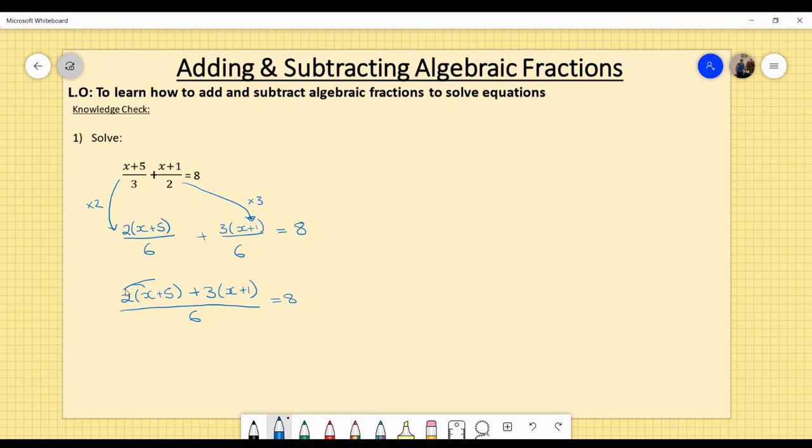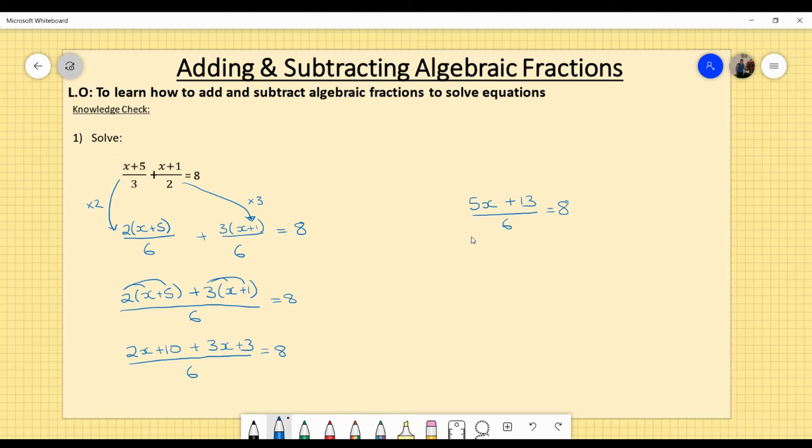Then I've got some brackets, so I'm going to expand them. That will give me 2x plus 10 added to 3x plus 3 all over 6 equal to 8. And then if I simplify, I've got 2x plus 3x giving me 5x, and I've got 10 add 3 giving me 13 over 6 and equals 8. And now I've got a nice simplified equation that I can solve as normal.